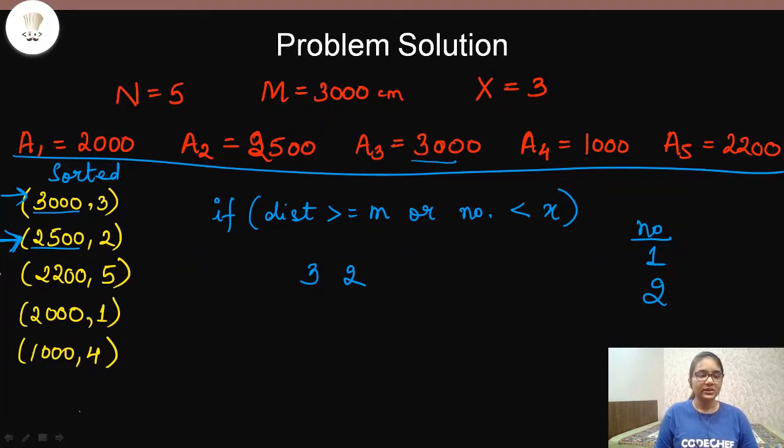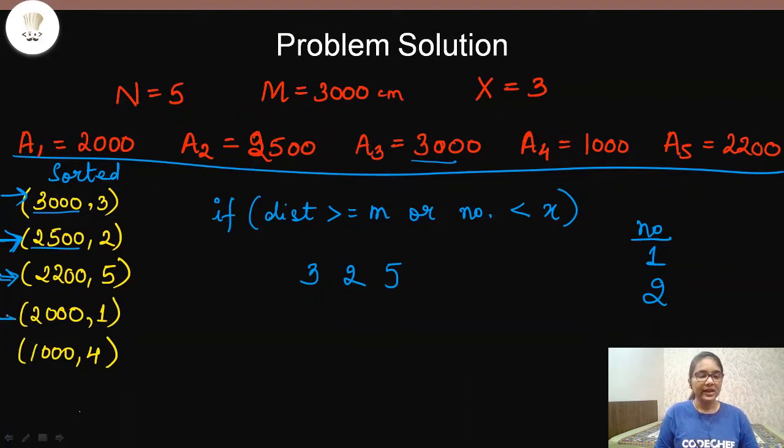Now we will go to the third player. So here the throw distance is 2200. So 2200 is less than m, right? So this player will not be selected because of this condition. But we can see that the number is 2. So 2 is less than 3. The number of candidates selected is less than 3. So that is why we will select this player as well. That is, we have selected player 5.